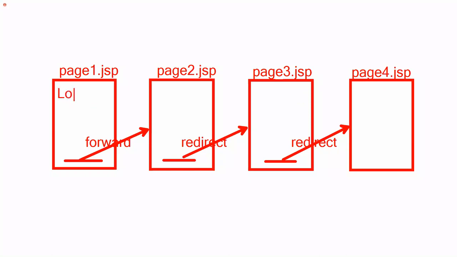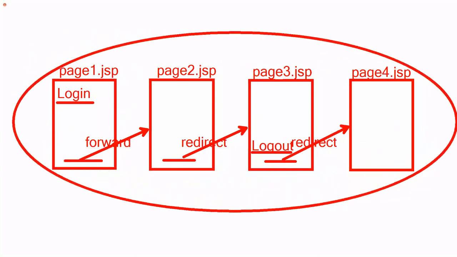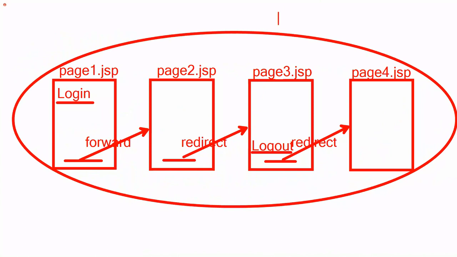Suppose here the login code we wrote. Here, before redirecting, the logout code we wrote. Suppose. Now in page1 the session started. In page3 the session ended. Okay. This is the entire one WAR file. Now whatever program you wrote, you assume it is like page1.jsp.